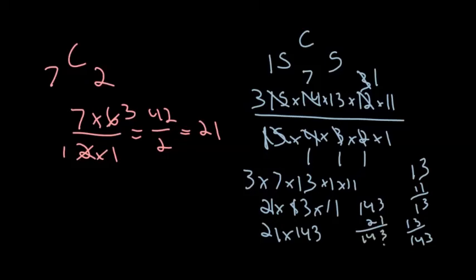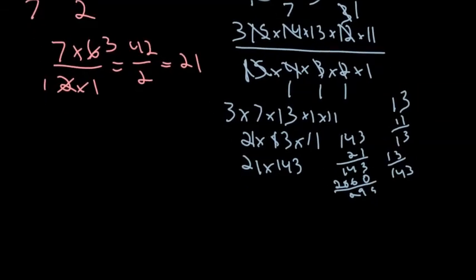That's 143 times 21. So that'd be 3, 0, 1, 0, 3. So that'd be 3003 combinations for 15 choose 5.